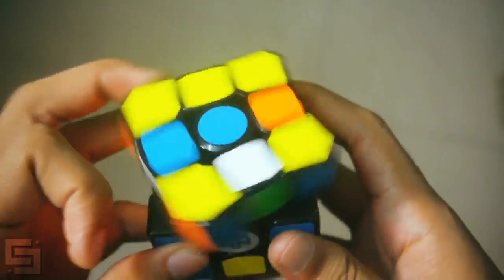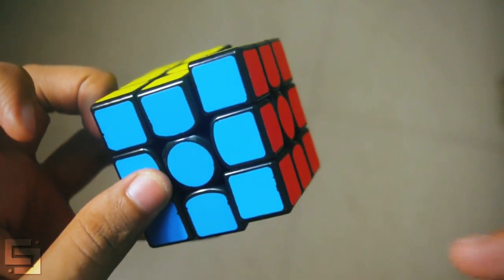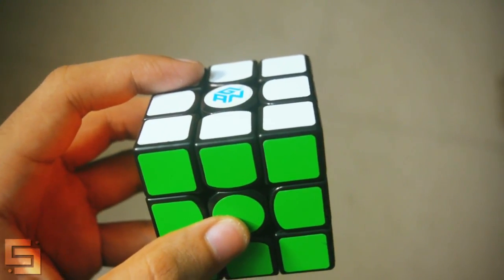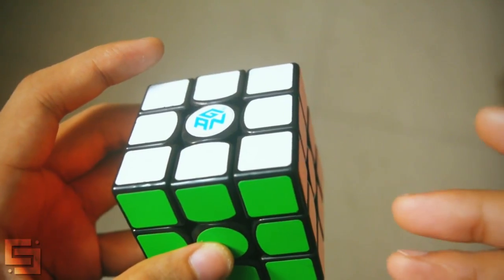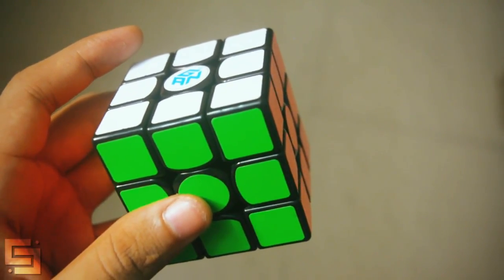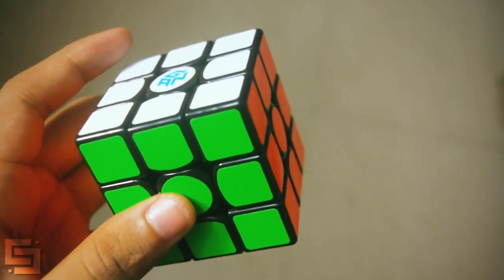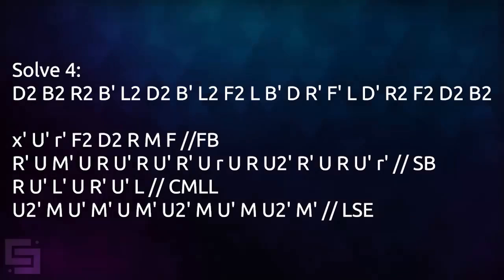CMLL, and then LC is just straightforward LC. Nothing out of the ordinary. This scramble shows how you can take advantage of influencing not only during your first block but also during your second block so as to set up better cases instead of just solving what you get.